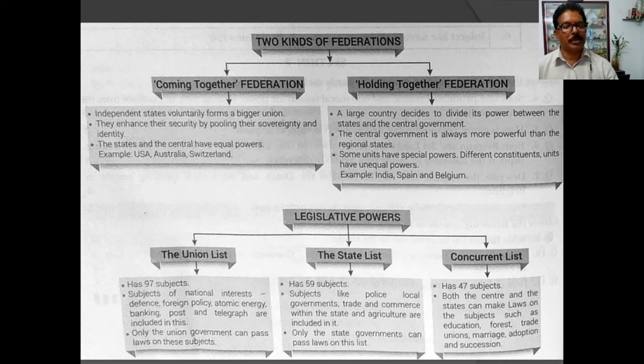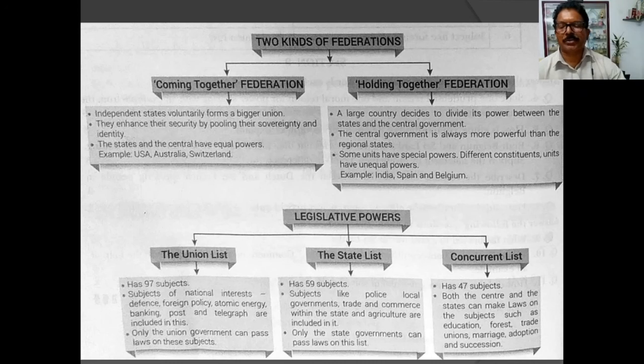But in case there is a dispute between the law made by the central government and the state government, always the law made by the central government will be considered as the law. Suppose the central government says marriageable age should be 21 and the state government says marriageable age should be 18. Always the law made by the central government will be considered as the law. So I hope you understood what the legislative powers are.